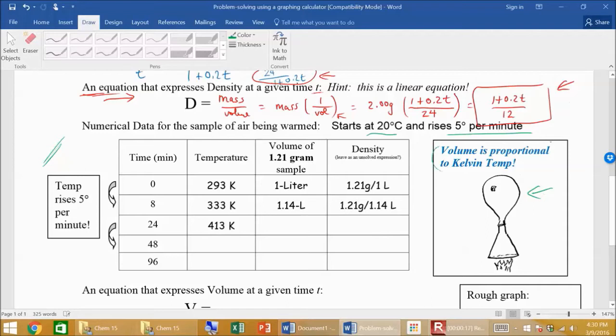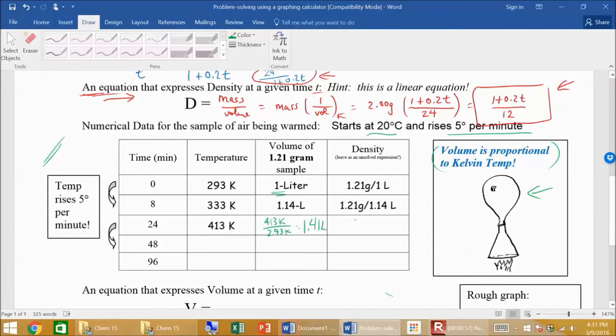Volume is proportional to Kelvin temperature. So if I can get the Kelvin temperature pattern, I'll know the volume will be proportional. So for example, for this first one, if I look at what is the volume at 413 Kelvin, all I have to do is take this ratio of 413 Kelvin to 293 Kelvin. Volume at 293 Kelvin was 1 liter, so this is it. That's all I need to do. And my calculator tells me that the answer is 1.41 liters.